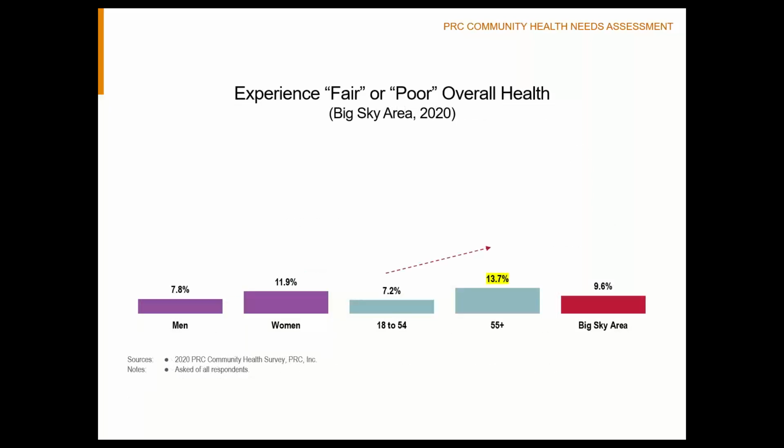And as I mentioned, there are a variety of ways that we break out the data, including by disparity, so by demographics. And on the chart here, I have shown the breakout for gender and age. And you can certainly see that here there's a correlation with age. Not surprising. As we get older, our health tends to decline. You can see that 13.7% of respondents over the age of 55 reported fair or poor health. And then again, that red column is the overall Big Sky area.